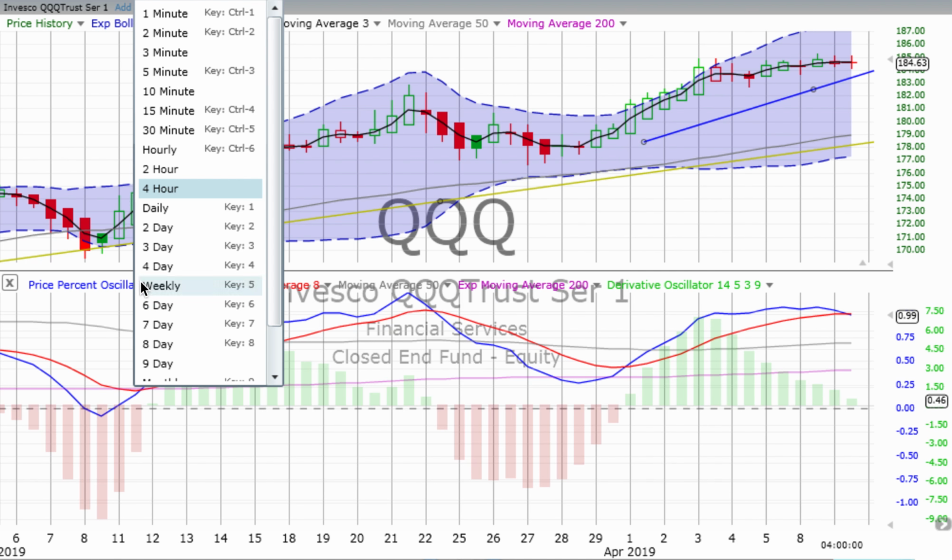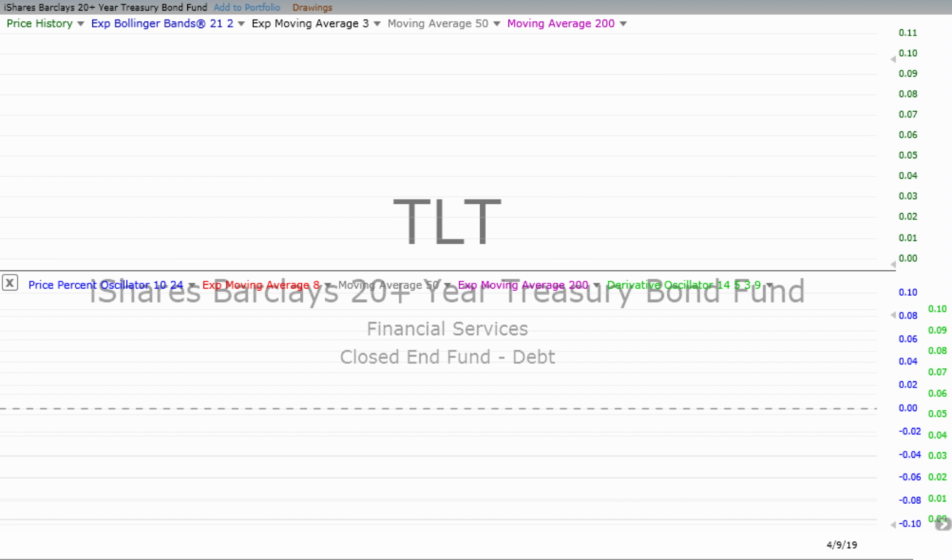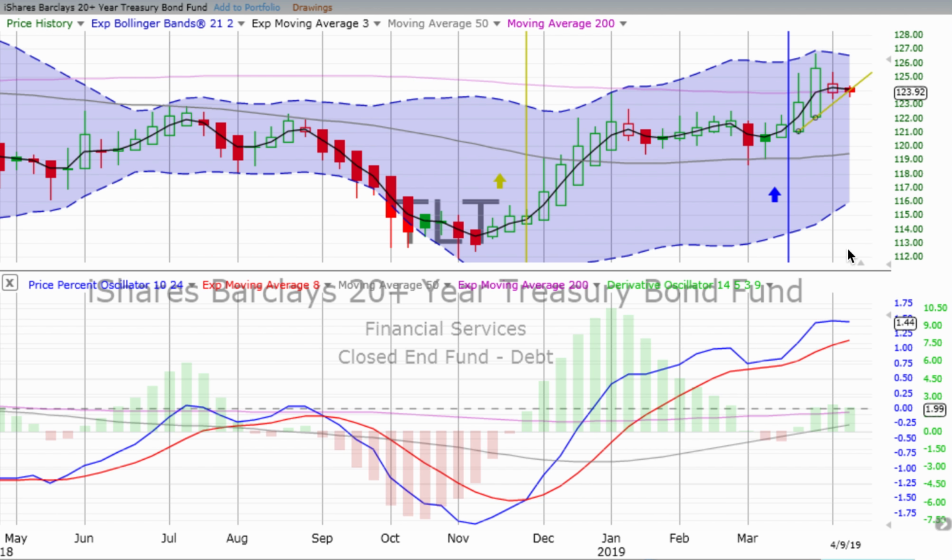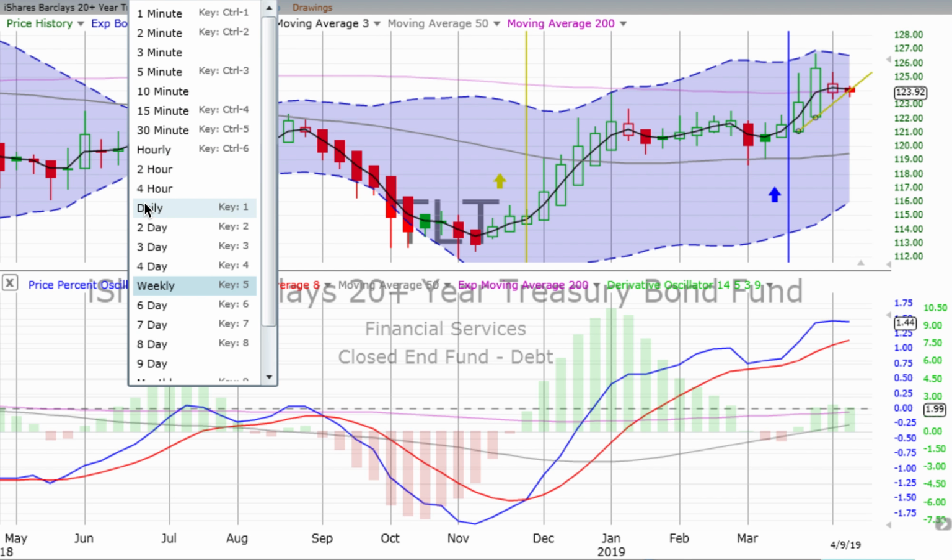We're going to leave stocks now and go to bonds. Bonds are up for the day 0.32%. Now, as we look at the weekly chart, of course, it is just pushing through that weekly trend line for the week. We see that we're still in positive territory. The price percent oscillator is trying to head down. Derivative oscillator still green, losing some momentum.